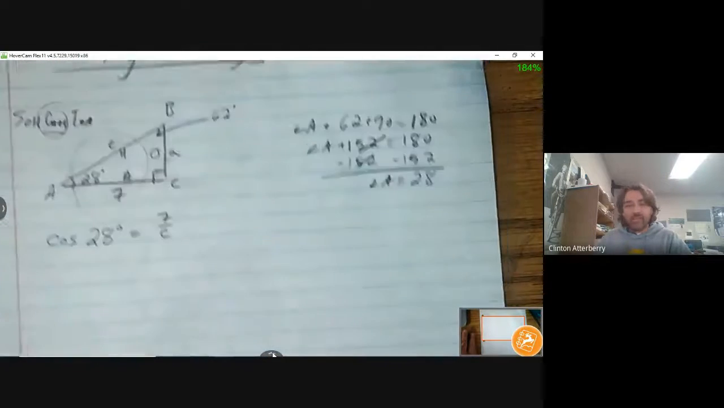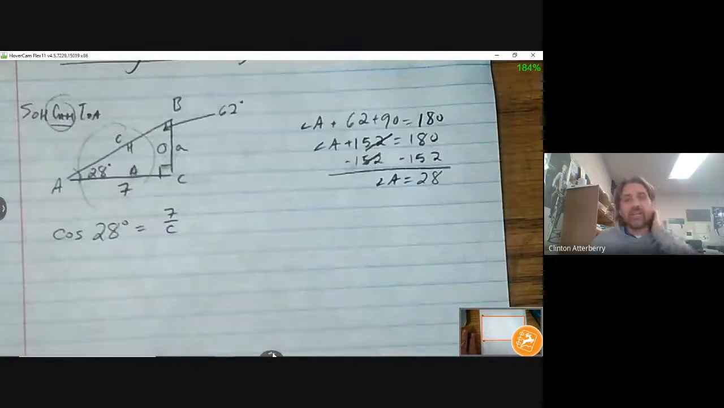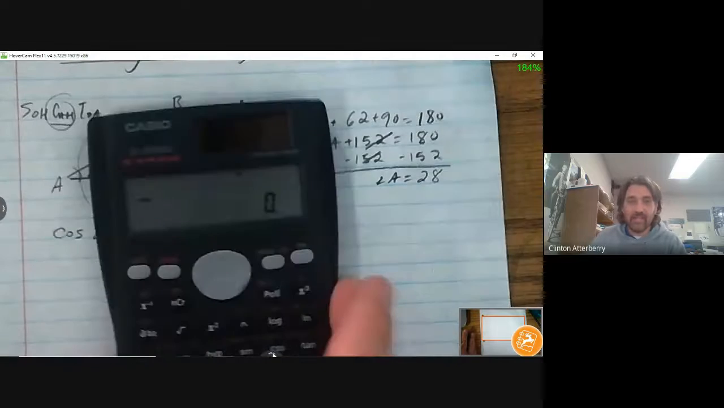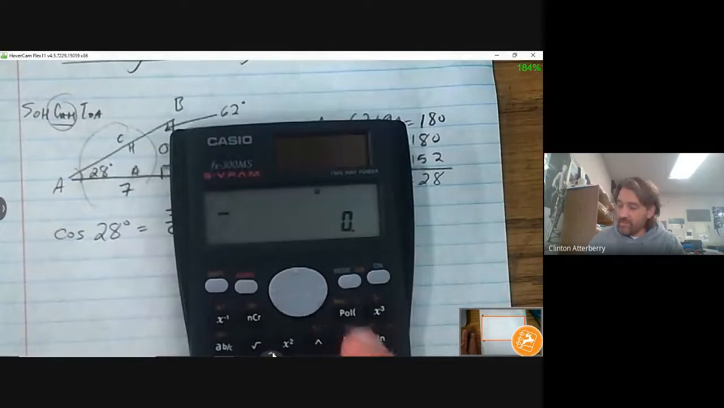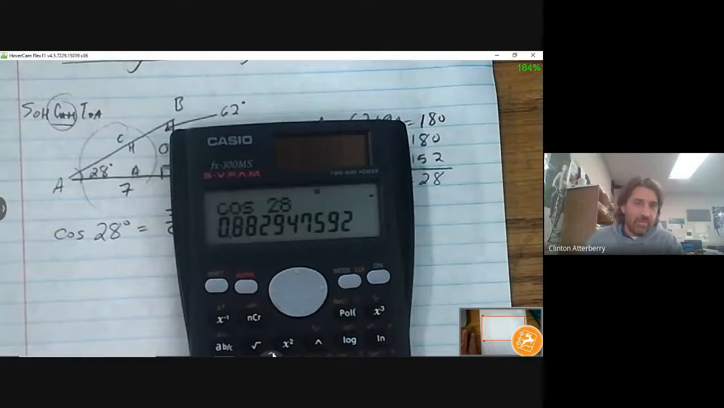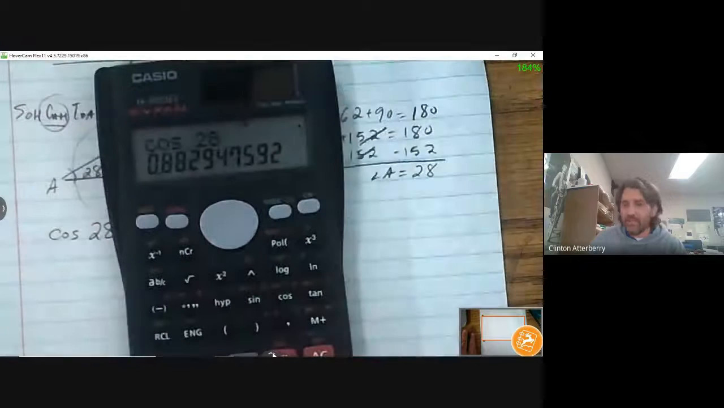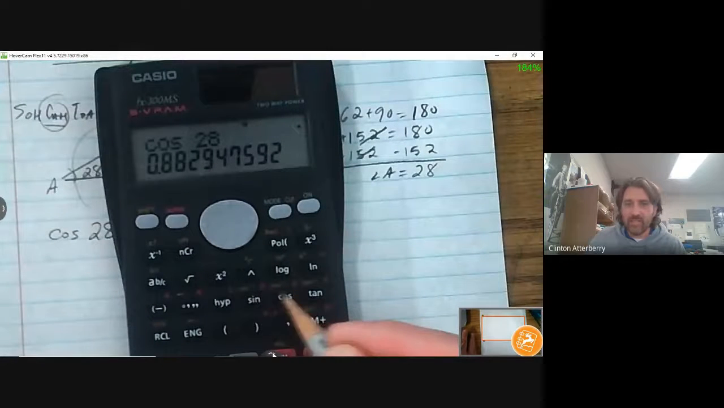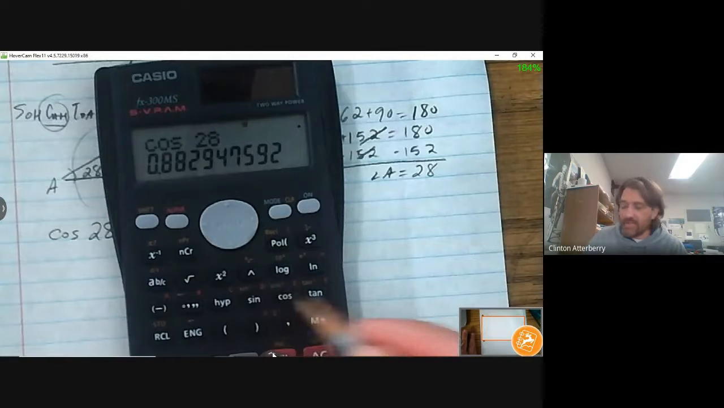Now, I know this might look kind of weird. You're like, I just don't know what to do with any of this. Cosine of 28 is simply just a number. What I mean by that is you can use a calculator to calculate that number. Like, what is the cosine of 28? A few things to be mindful of. Your calculator should have the sine, cosine, and tangent functions. It'll just say sin, cos, tan.